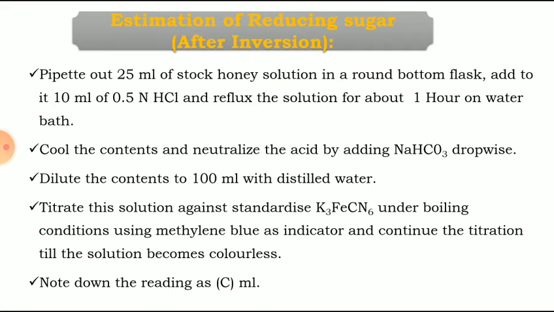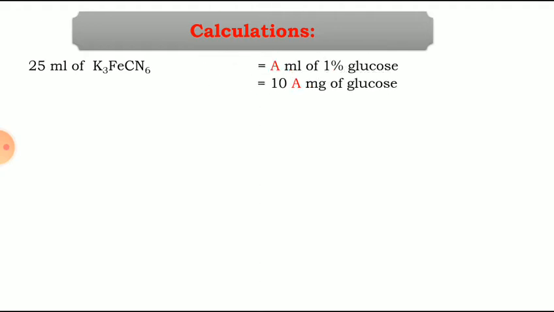Okay. Now we will see the calculations part of this Cole's ferricyanide method. In this, 25 ml of K3FeCN6 contains A ml of 1% glucose. Suppose we have taken 25 ml of K3FeCN6. Into that, suppose we consider A ml, whatever reading we are getting from the first part, that much 1% glucose will be present. Then multiply by 10 of that A, we will get milligram of glucose.